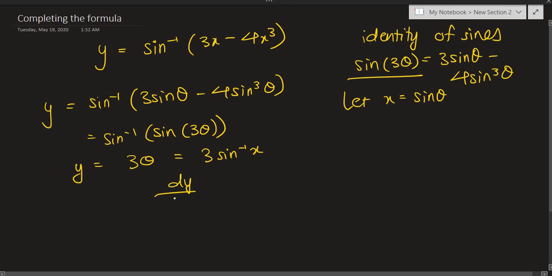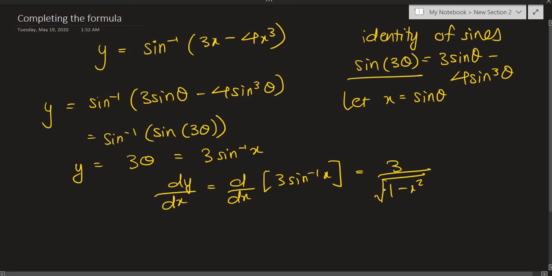Now differentiate both sides with respect to x. So we have the derivative of 3 times sine inverse of x, which is 3 divided by square root of 1 minus x squared. No chain rule, just a straightforward derivative of the sine inverse function.